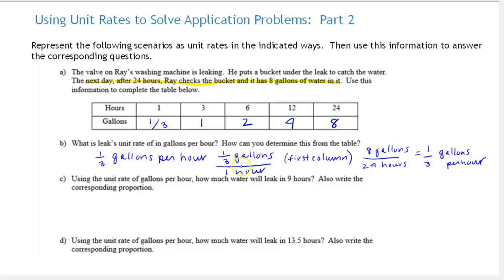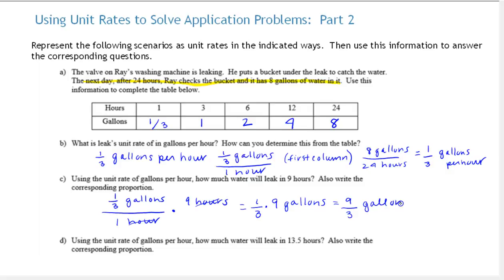And that's useful multiplicative thinking, and we're also going to check it using this process. So I'm going to use this form. We have 1/3 gallons per 1 hour. I'm going to multiply that by 9 hours. I verify that I have hours in the denominator and numerator, and they cancel. So I'm basically multiplying 1/3 times 9. And my unit that remains is gallons, which is what I'm looking for. And 1/3 times 9: 1 times 9 is 9 over 3. So it's 9/3, which is 3 gallons. And that corresponds with what we found here.